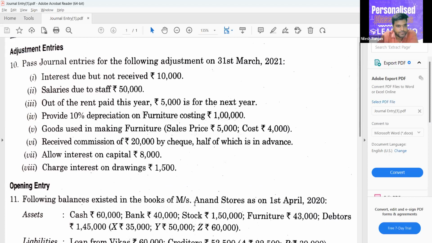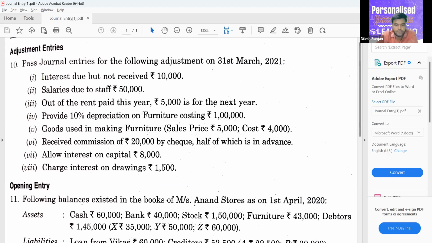Okay. Next. Furniture account debit to purchase account. How much? 4,000. Very good. We will not take the sale price because it is our goods. Okay, it is our stock. So we will take inventory at cost for use in furniture. Okay, sir. Next one.